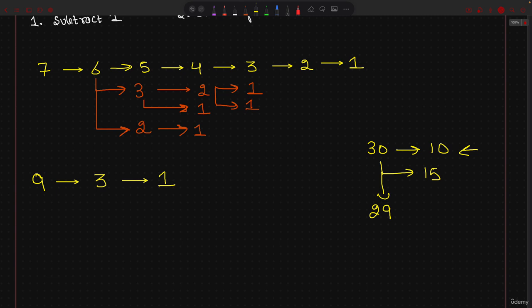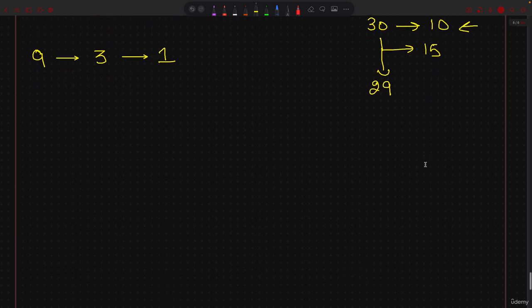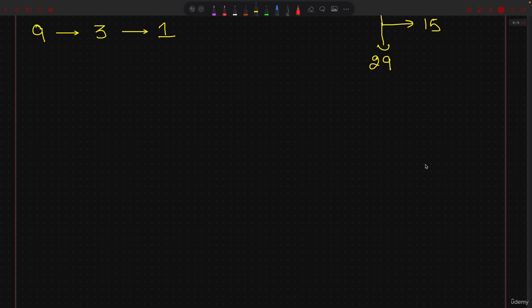So many of you might be thinking that given any number, let us check if it is divisible by 3. If so, let's divide it. If not, then let us check if it is divisible by 2. Then divide it. Else, subtract 1 and do the same thing. Okay, great. So let us try to see one more example then. Let's say we have 10 now.